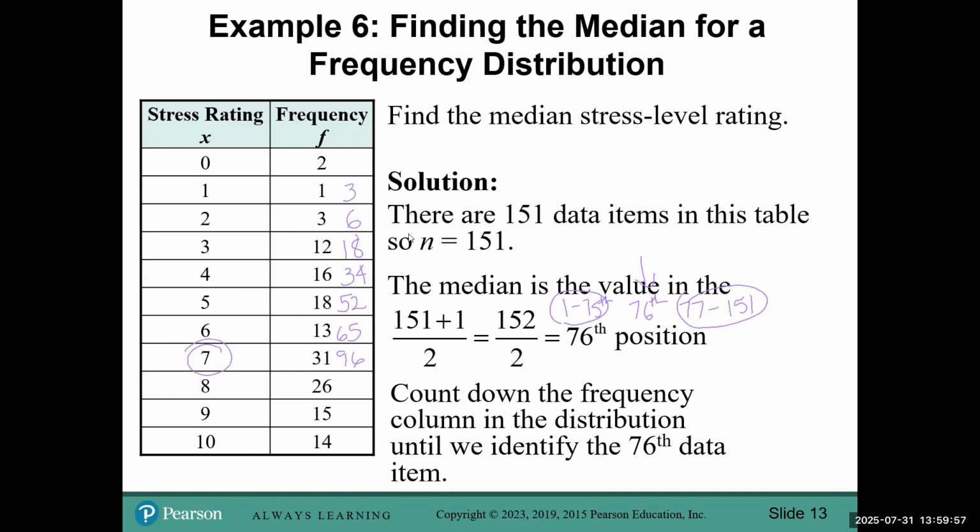And another way is just imagining again what this data would look like. 0, 0, 1, 2, 2, 2, 12 threes, 16 fours, and so forth. And so if we counted through all those, when we got to 76, we would be on a 7.